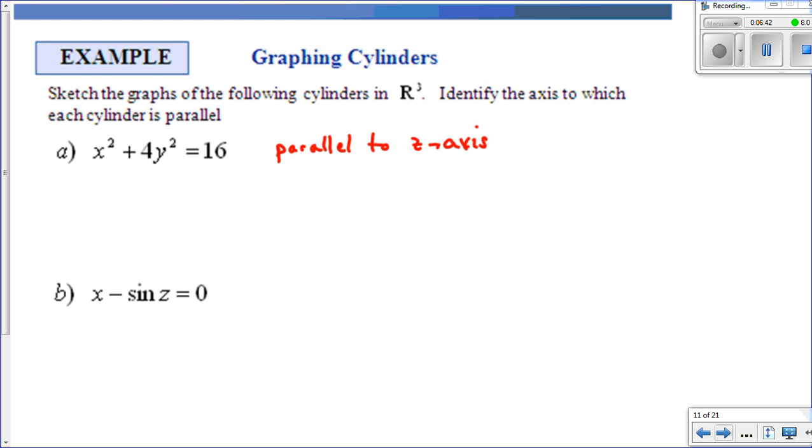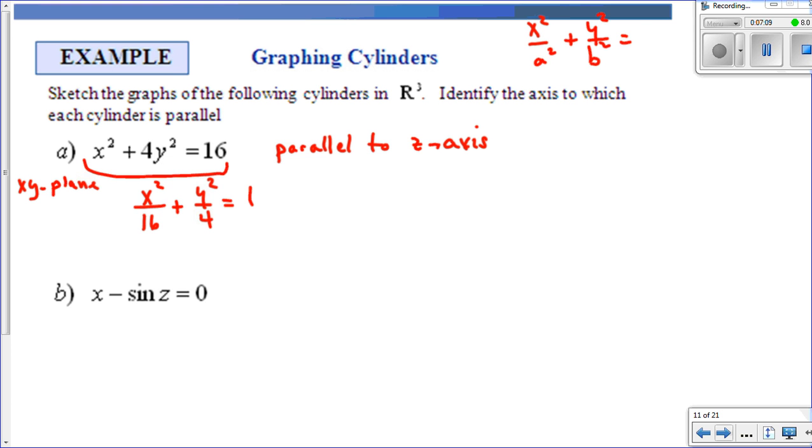Now to see what this graph is going to look like, what does this equation look like in the xy plane? Well, if we weren't dealing with 3 dimensions and we were just looking in the xy plane, I would recognize this as an ellipse, and the standard form is x squared over 16 plus y squared over 4 equal to 1. Remember the standard form for an ellipse, x squared over a squared plus y squared over b squared equal to 1. The larger of the two on the bottom gives you the square of the length of the major axis, and the other one is the square of the length of the minor axis.